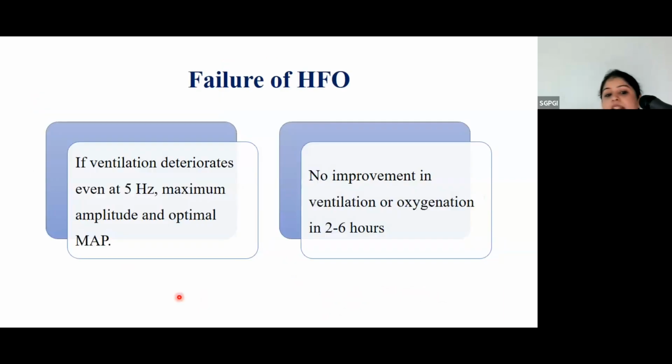High frequency ventilation is considered a failure if ventilation deteriorates even at 5 hertz, that is, at such high tidal volumes, or if the baby is not maintaining saturation or is hypercapnic. You also have to check whether the amplitude is maximum or the MAP is optimal. And if there is no improvement in ventilation or oxygenation in 2 to 6 hours, then we would consider the failure of high frequency ventilation.